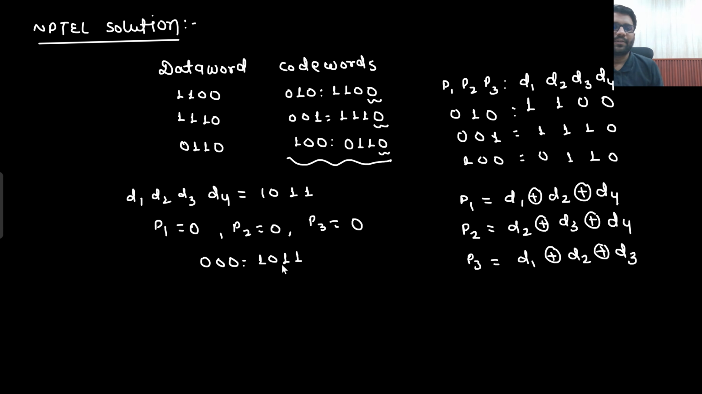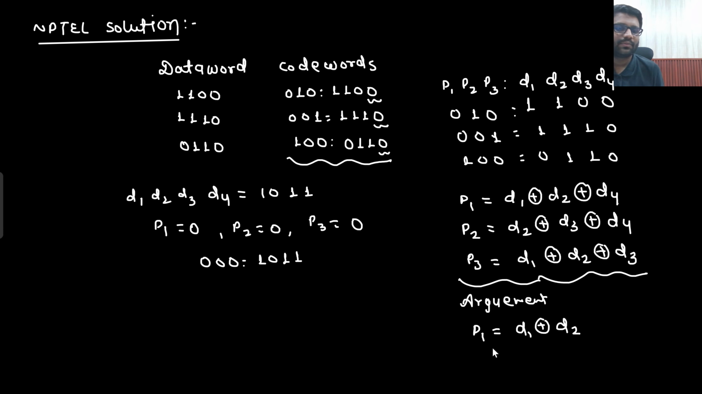Now what will be the issue here? This is the solution that is given. Now what can one argue? The argument could be that D4 is 0 only, no? D4 is 0 only, so why are you using D4 then? Someone will say, use P1 as D1 XOR D2, use P2 as D2 XOR D3, and use P3 as D1 XOR D2 XOR D3. These three equations are also satisfying these three code words.